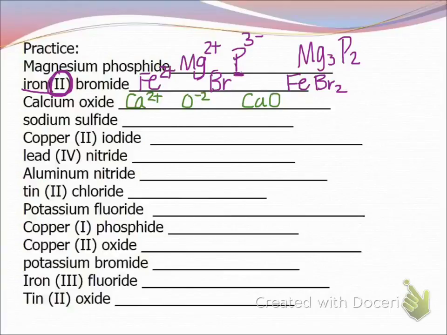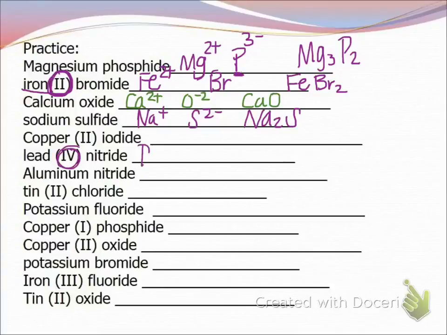Now let's look at sodium sulfide. Sodium, group 1 metal, so it is a +1. Sulfide is a 2 minus. I did that backwards a while ago, sorry. So if you look at that, I have 1 plus and I have 2 minus. So I'm going to need 2 sodium to balance the opposite charge of sulfide. So it'd be Na2S.